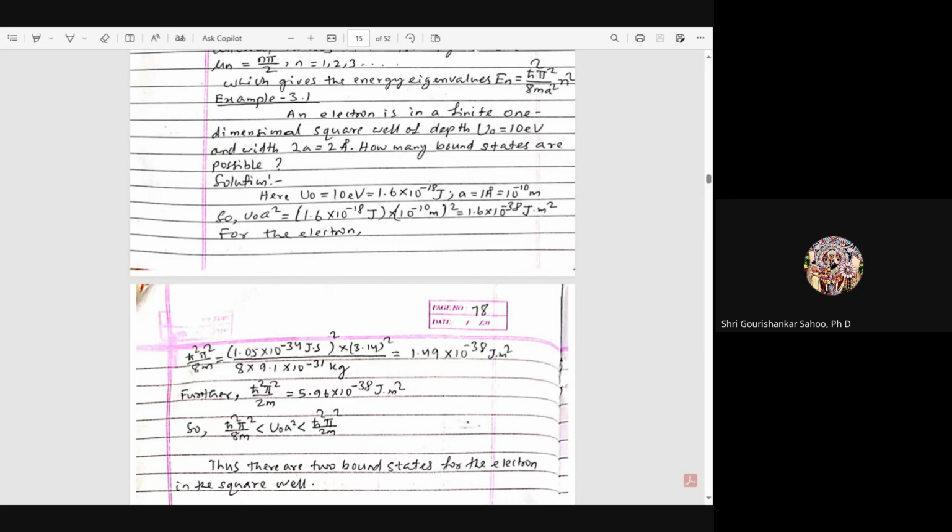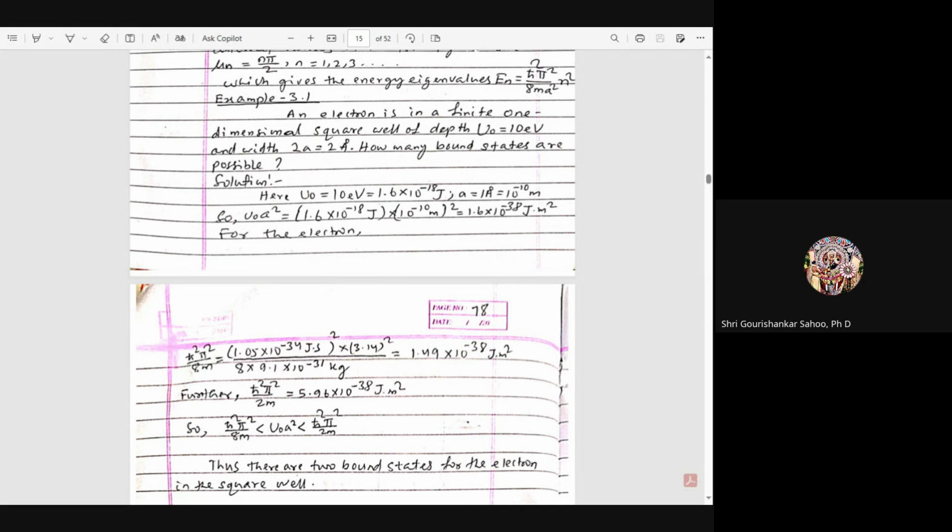So here is an example where you can have a better understanding of the problem. An electron in a finite one-dimensional square well of depth U0 equal to 10 electron volt and width 2a equal to 2 angstrom. How many bound states are possible? You see, your U0 is equal to 10 electron volt. That is 1.6 into 10 to the power minus 18 joule, because 1 electron volt is equal to 1.6 into 10 to the power minus 19 joule.